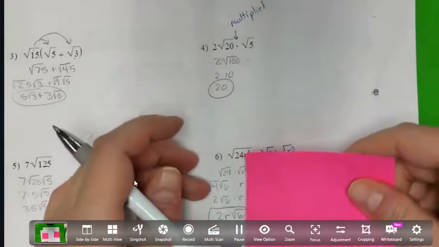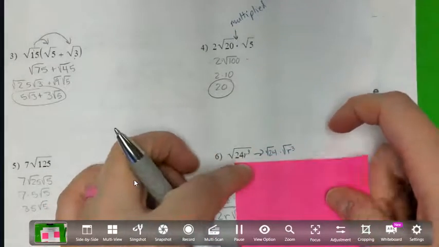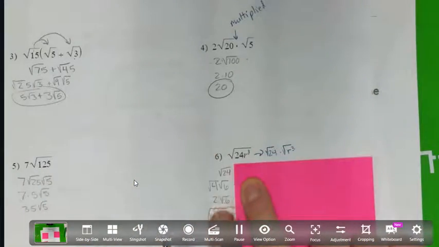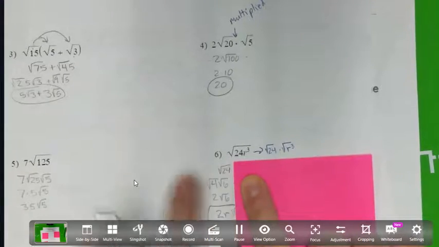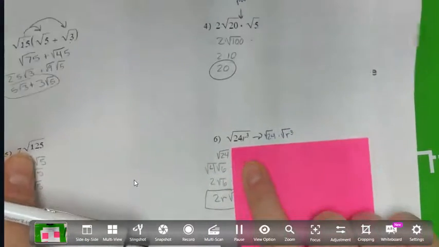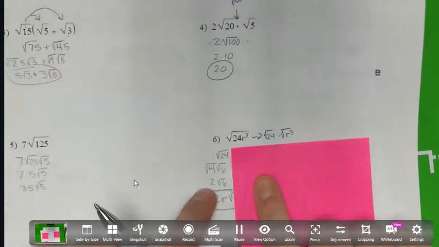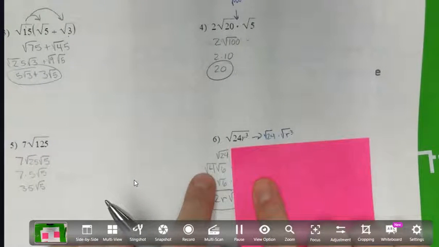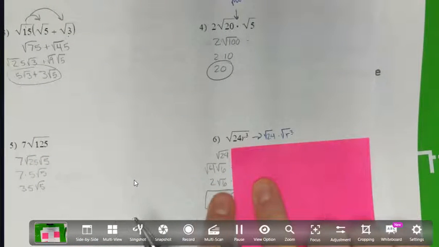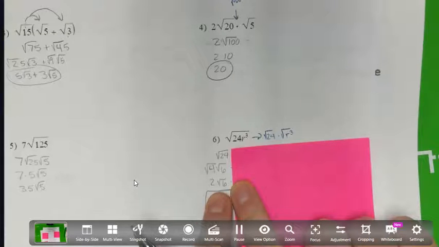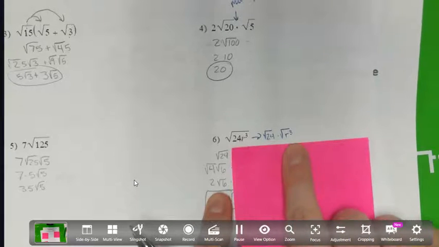Let's start by just looking at the square root of 24. Square root of 24 can split into 4 and 6, and then the square root of 4 is 2, so it can end up being 2 root 6. Alright? But this r cubed is a little different.